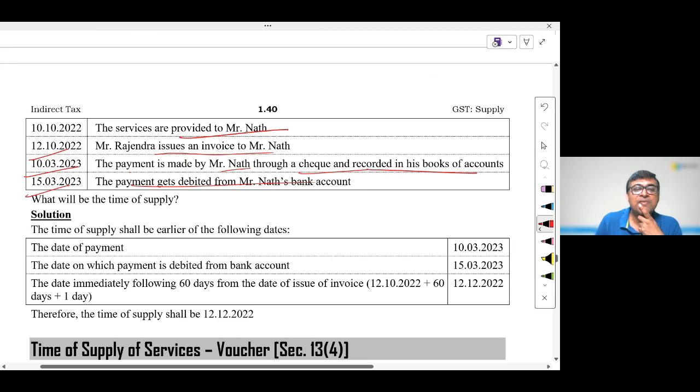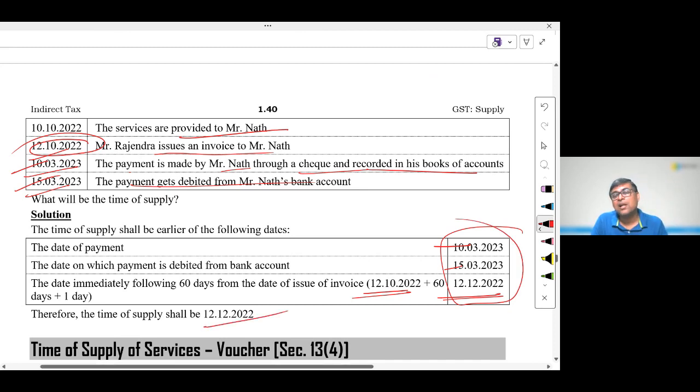So what should be the time of supply? What date should be considered? 10th March, 15th March, and 61 days from 12th October. So 61 days from 12th October comes to 12th December 2022, whichever is earlier. 12th December 2022 is earlier. That should be considered as the time of supply in case of these services liable to be taxed under reverse charge mechanism. Any question, any query?